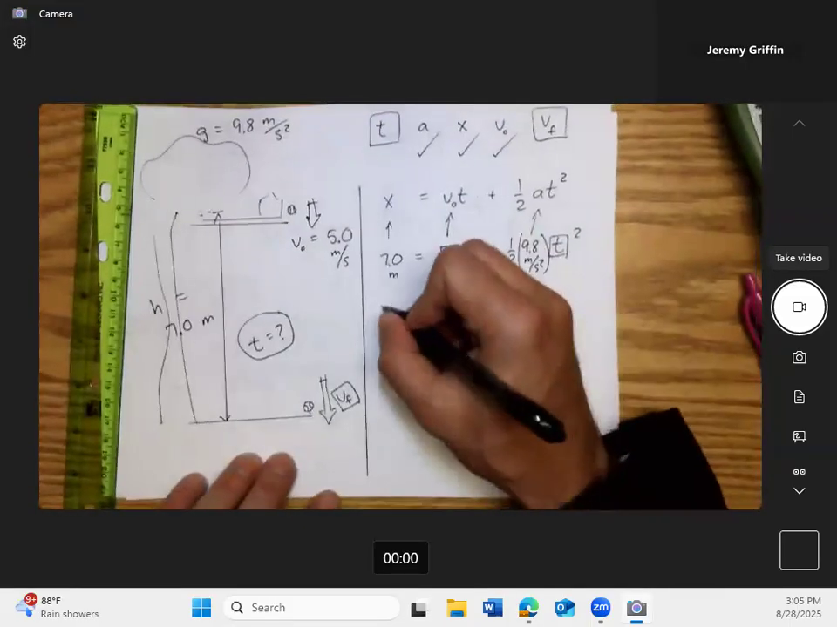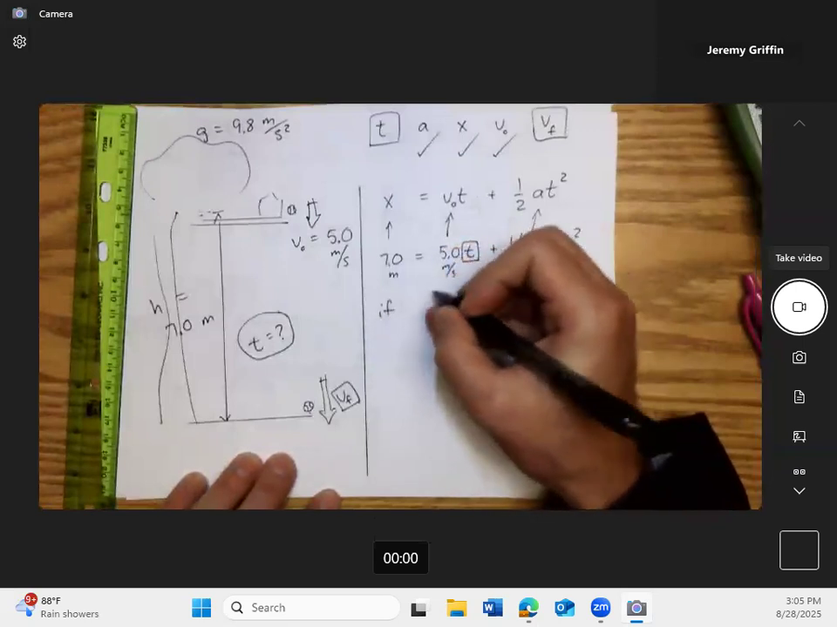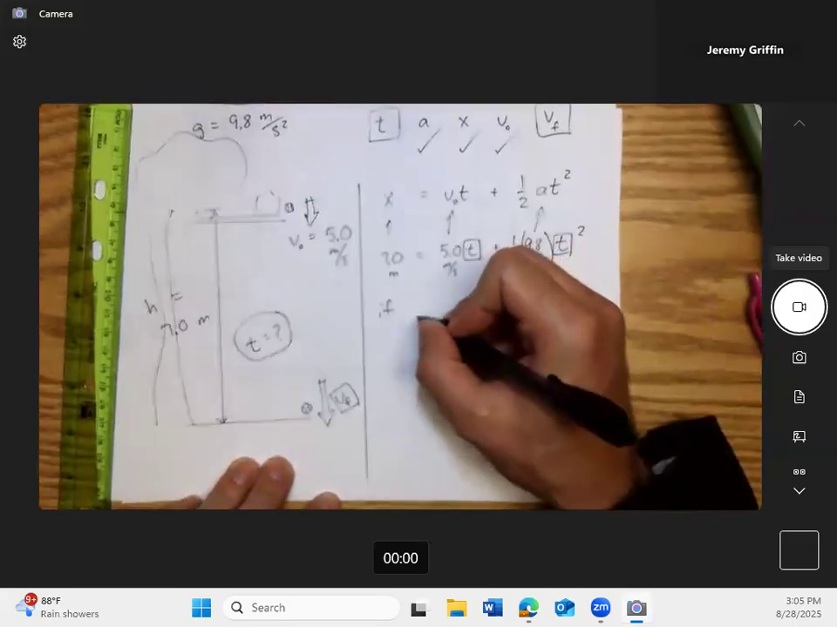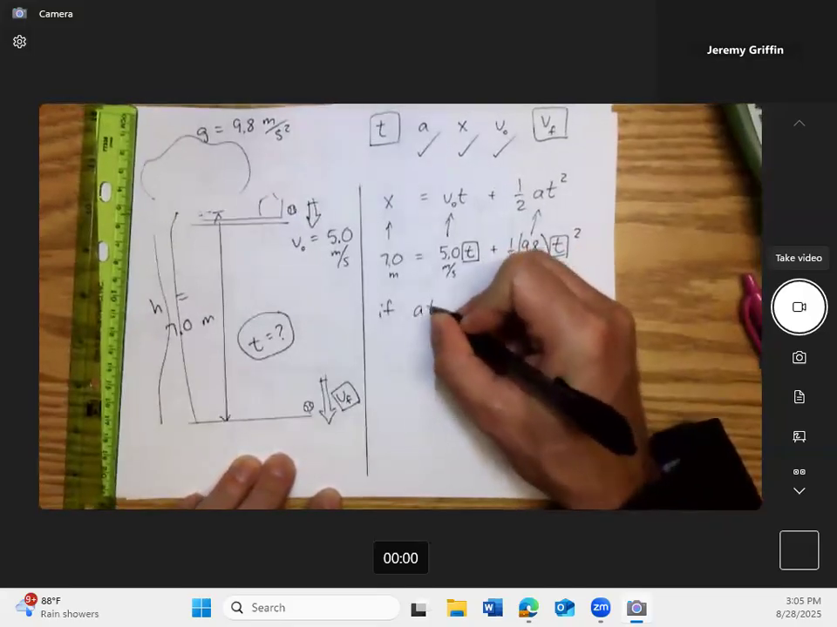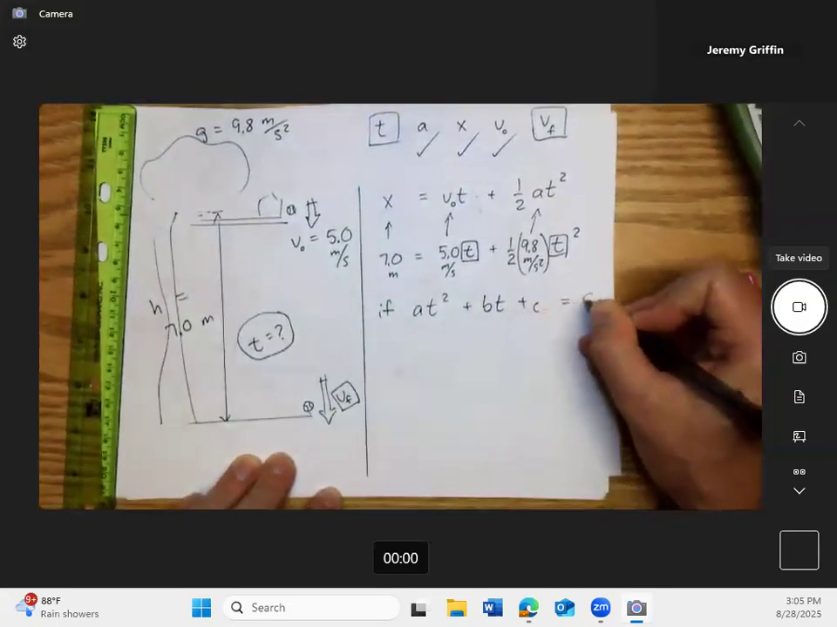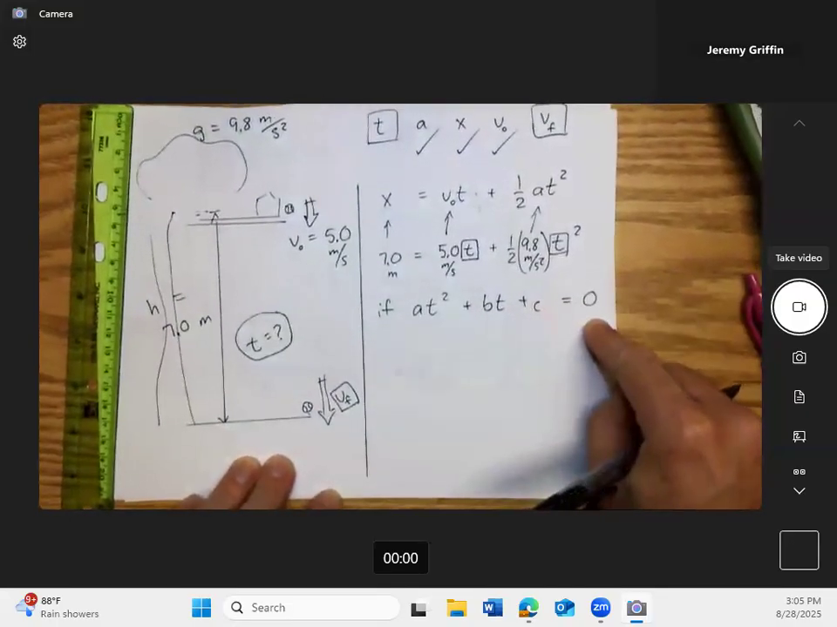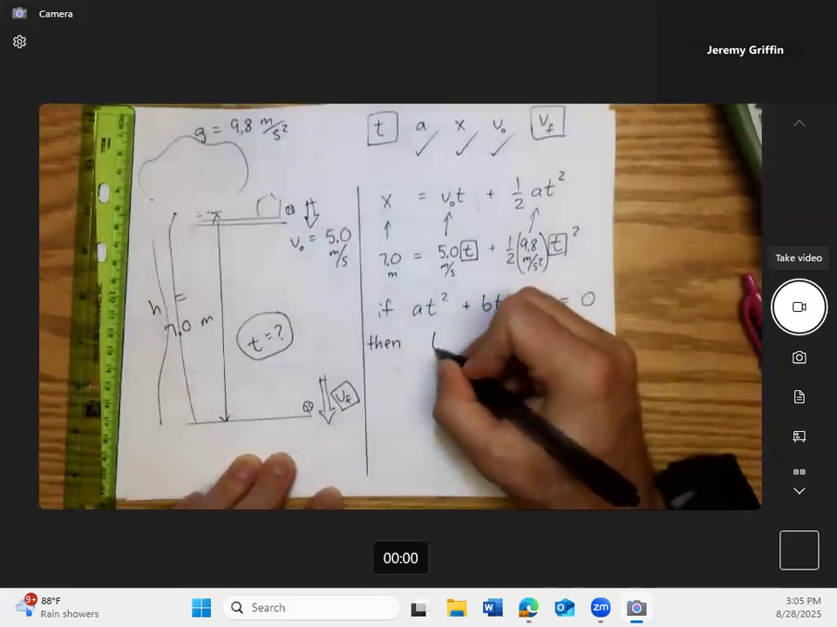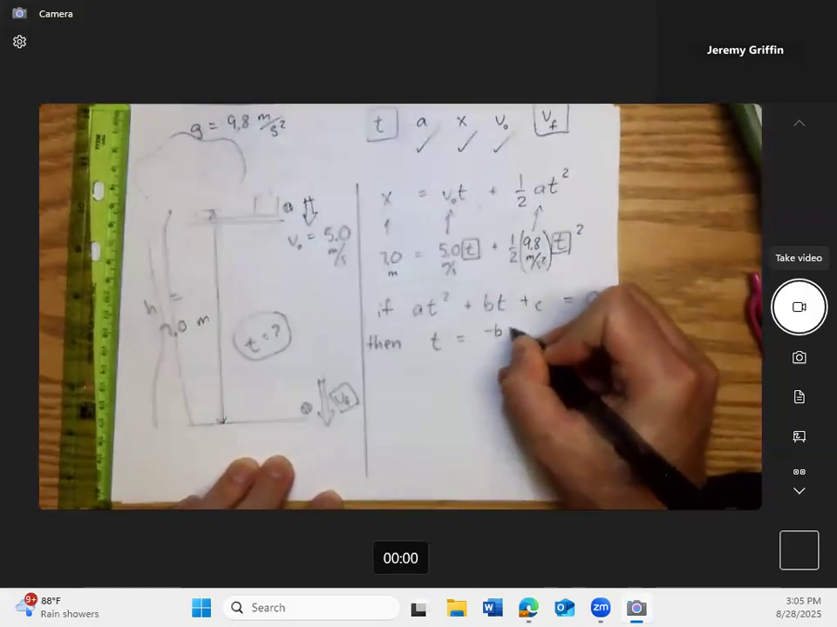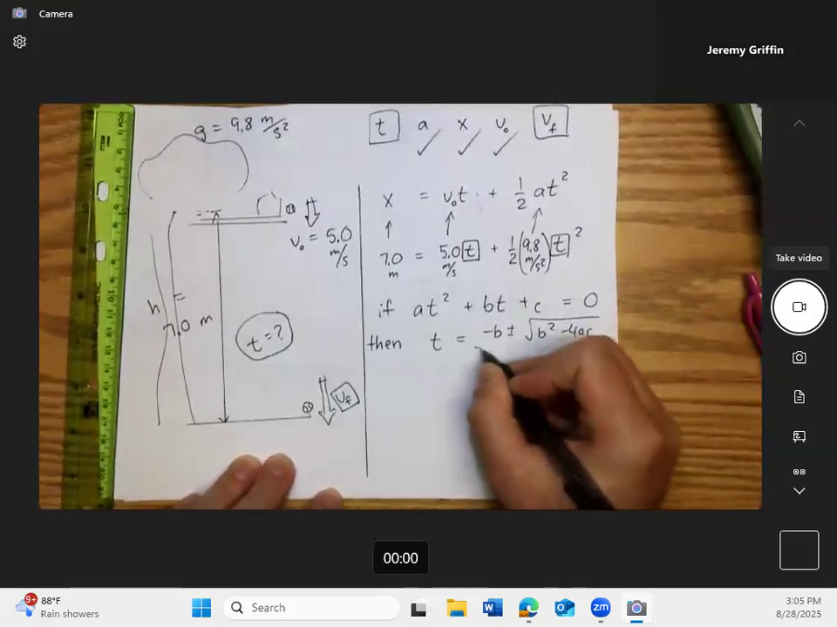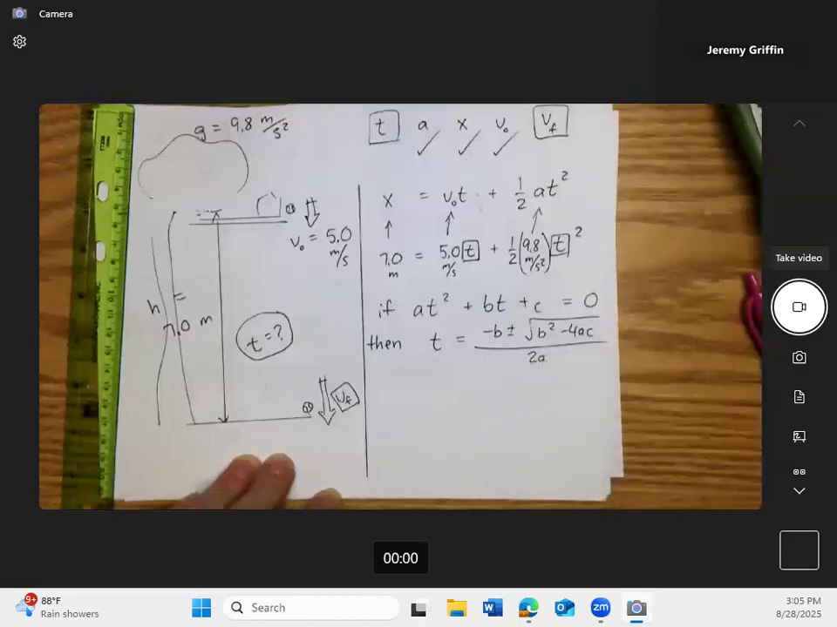The quadratic formula says if you have a parabola, and this would be a parabola, height versus time, in the form a t squared plus b t plus c equals 0, and that's a condition, equals 0, then this has already been pre-solved. t always comes out to negative b plus or minus the square root of b squared minus 4ac, all divided by 2a. That's always the solution. So how can that apply here?